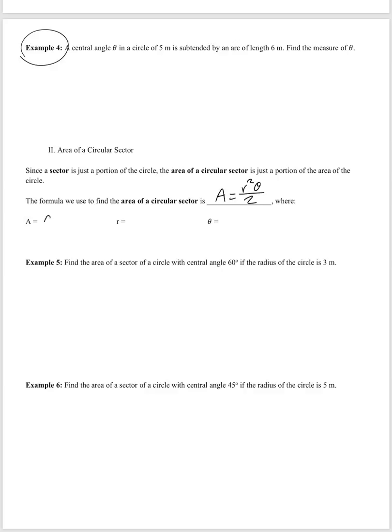But A is the area of a circular sector. R is again the radius of the circle. And then theta is the angle in radians again of the circular sector.